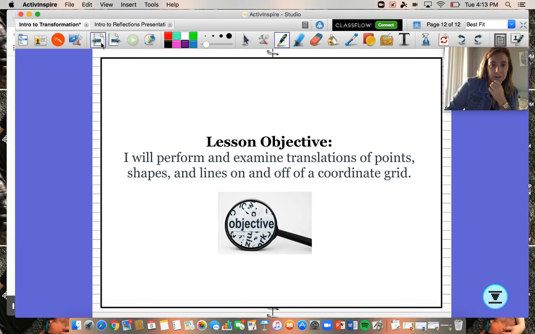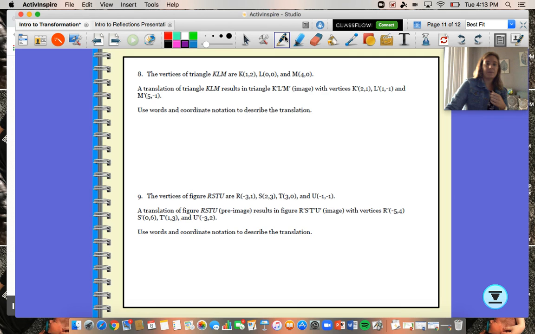These are our last two. Final two, guys. The vertices of this triangle, right? So I don't have a grid here. We're going to try to do these without a grid. A translation of the triangle results in this. Use words and coordinate notation to describe both. So I'll do the words and I'll do the coordinate notation.